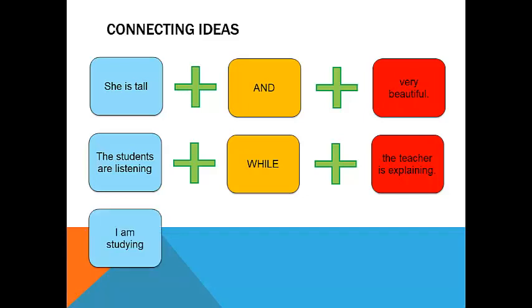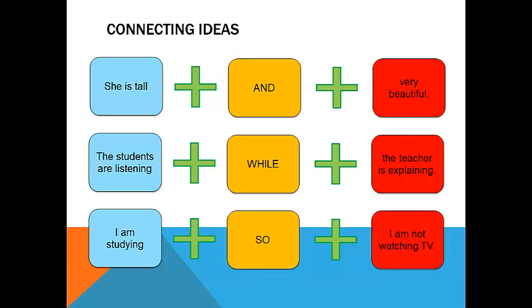Let's continue with the last example, and we can say I am studying. I am studying. So, I am not watching TV. Como pueden ver aquí, yo estoy expresando de que me encuentro estudiando en estos momentos. Entonces, no me encuentro o no estoy mirando televisión. I am studying, so I'm not watching TV. Yo estoy estudiando, entonces no estoy viendo televisión.